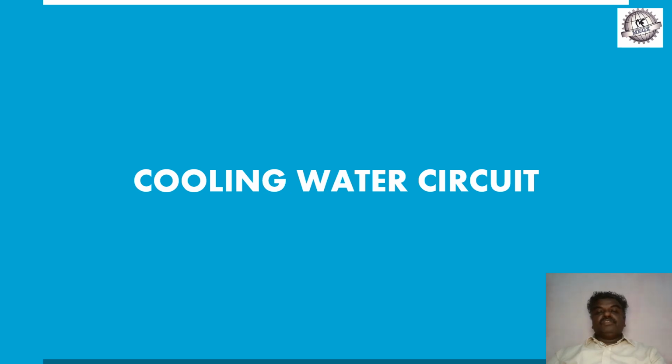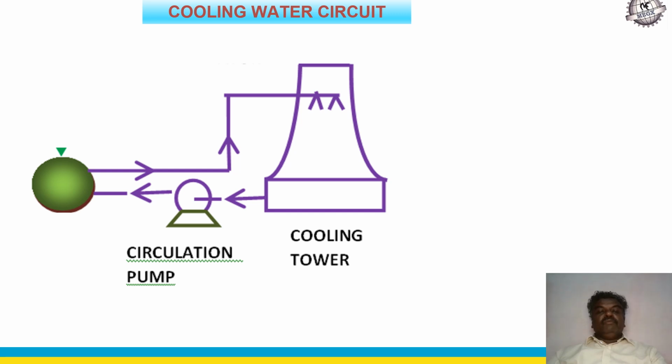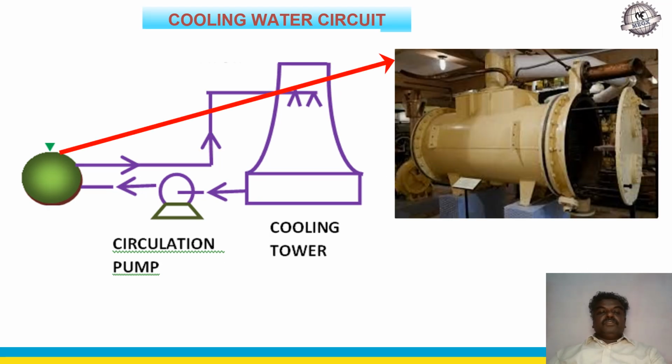Next, we shall move on to the fourth circuit, which is the cooling water circuit. So in the cooling water circuit, we have components like the condenser, the circulation pump, and the cooling tower. The condenser is basically a heat exchanger, an indirect type of heat exchanger which exchanges the heat of the steam that's coming from the turbine to the cold water that passes through the circuit. So when the heat is exchanged, the cooling water will become hot and the steam will become a condensate.